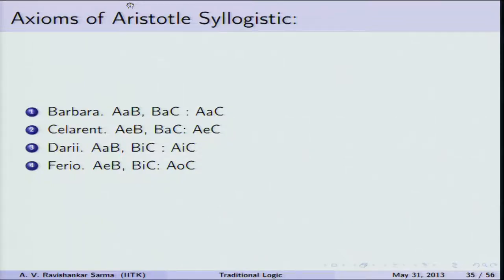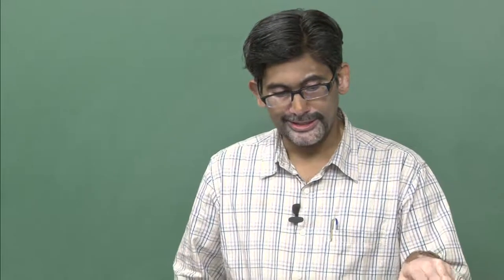So this is considered to be an axiomatic system of Aristotelian logic, but it is not as rigorous as the Russell-Whitehead axiomatic system or the Hilbert-Ackermann axiomatic system, which we are going to see later while dealing with metalogic. These are considered to be the axioms of Aristotelian logic, because they cannot be reduced further into any other axioms.